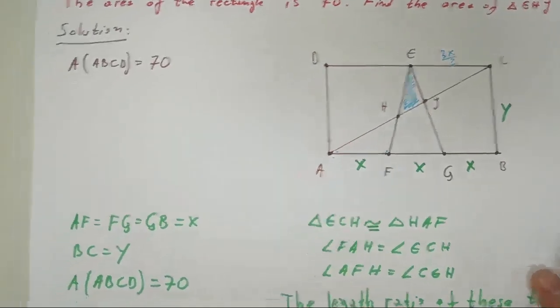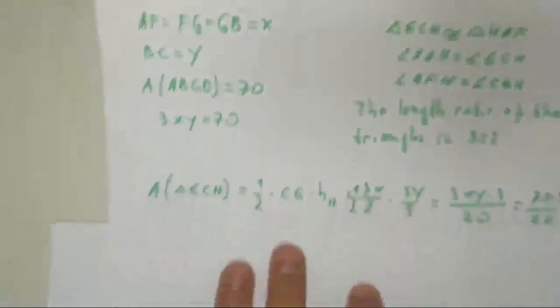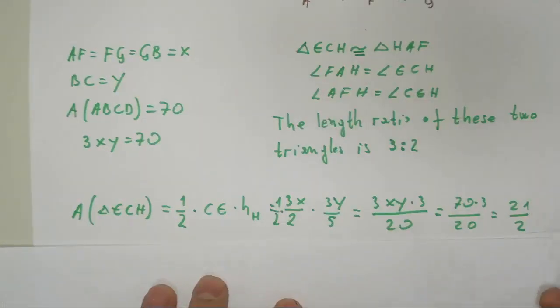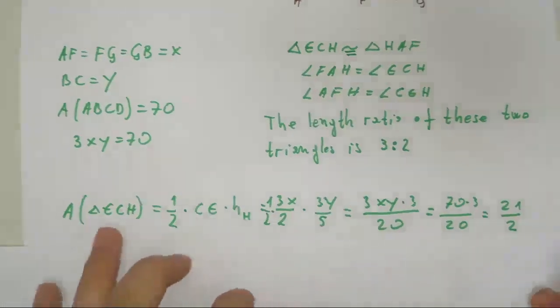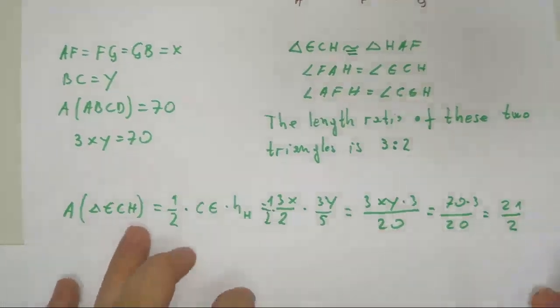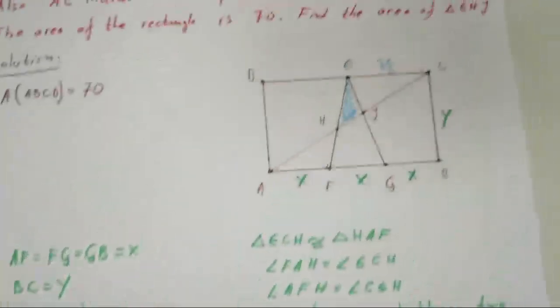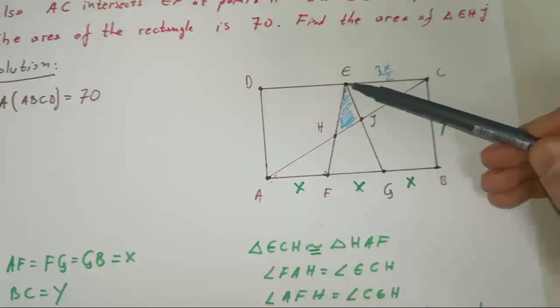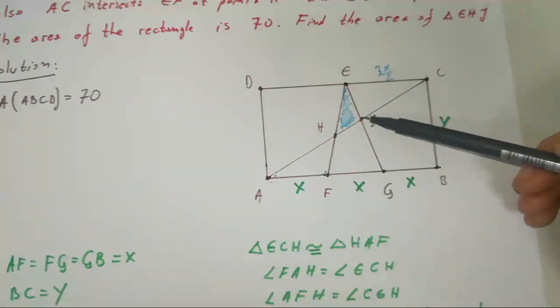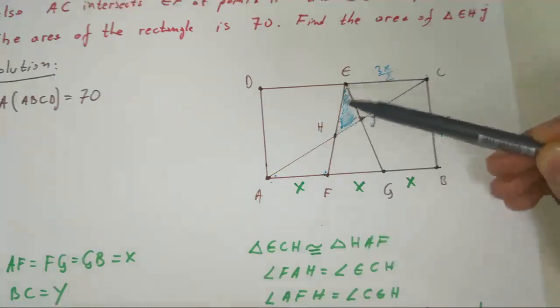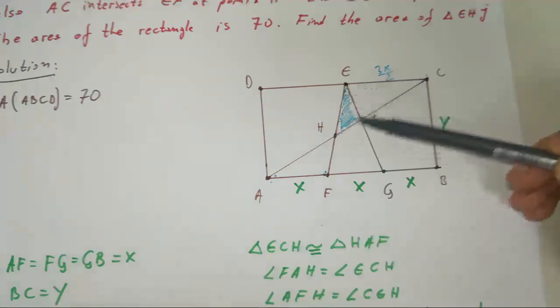Great. Now, with this new information, can we find the area of the triangle ECH? Why do we need the area of the triangle ECH? If you look here, if you find the area of ECH and subtract the area of ECJ, you will be left only with the area of EHJ.